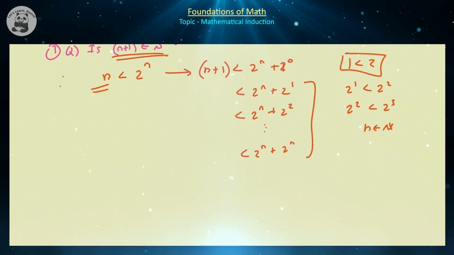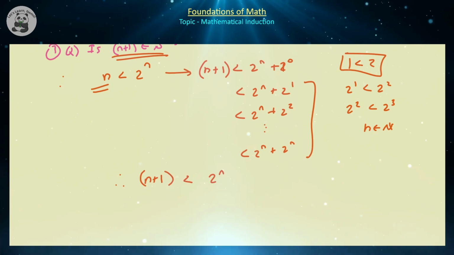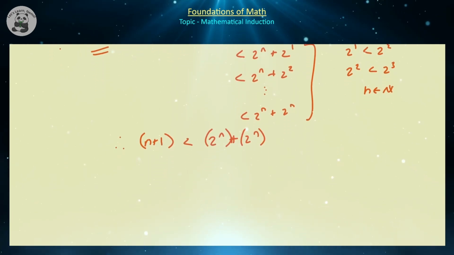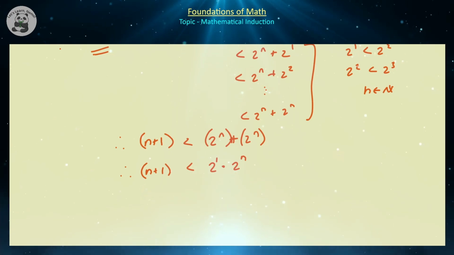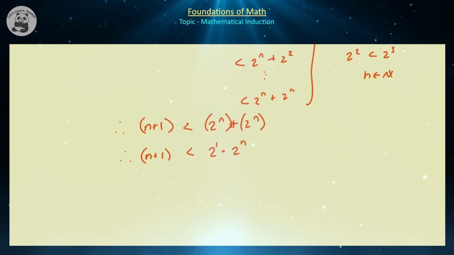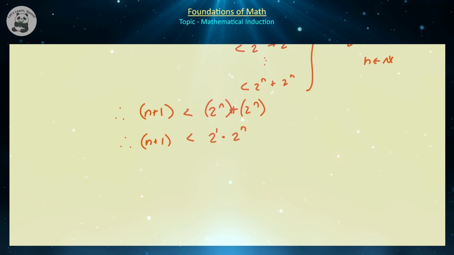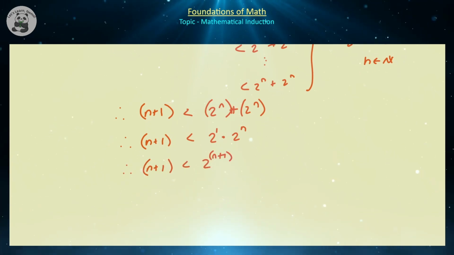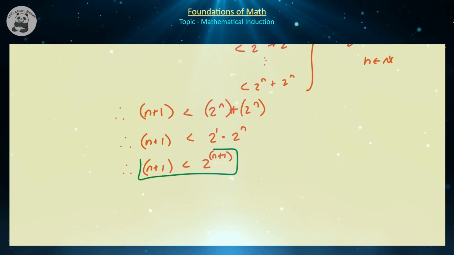So notice that up to this point, we have that n plus 1 is less than 2 to the n plus 2 to the n. Keep in mind, those are just the same exact objects added together. So object plus object equals 2 of those objects. So we have that n plus 1 is less than 2 of those objects. So by properties of exponents, we can just add those exponents together. So 1 plus n is just n plus 1. So we have that n plus 1 is less than 2 to the n plus 1, which is the identity that we're trying to prove.